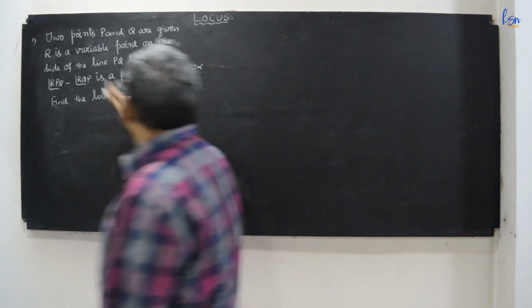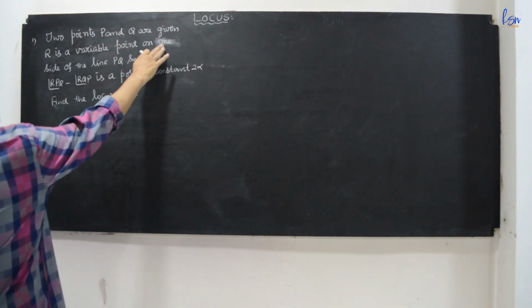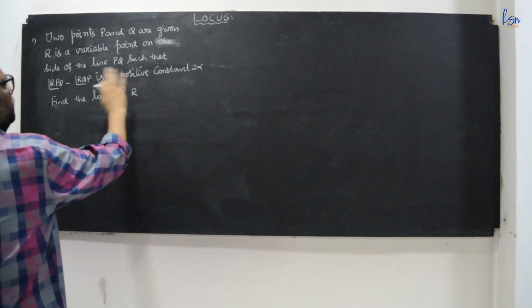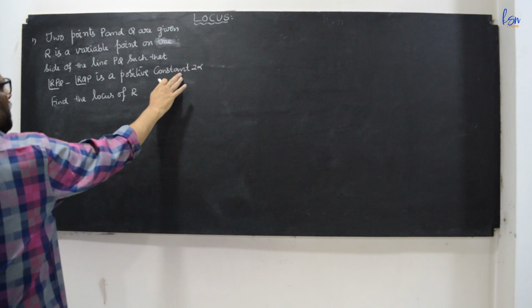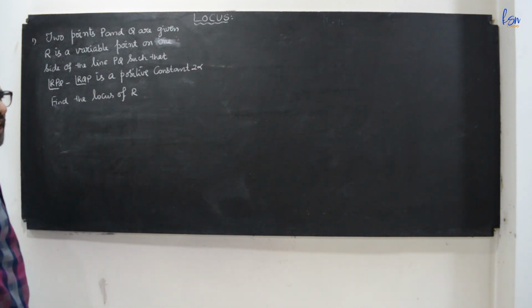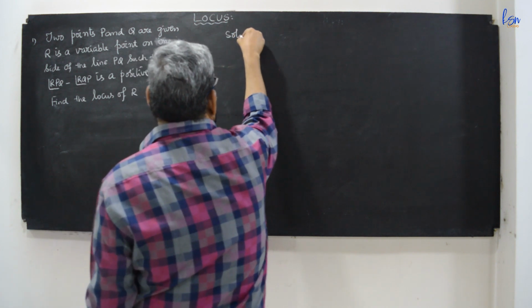The first question is, two points P and Q are given. R is a variable point on one side of the line PQ such that angle RPQ minus angle RQP is a positive constant 2 alpha. Find the locus of R. Now we will consider the solution.